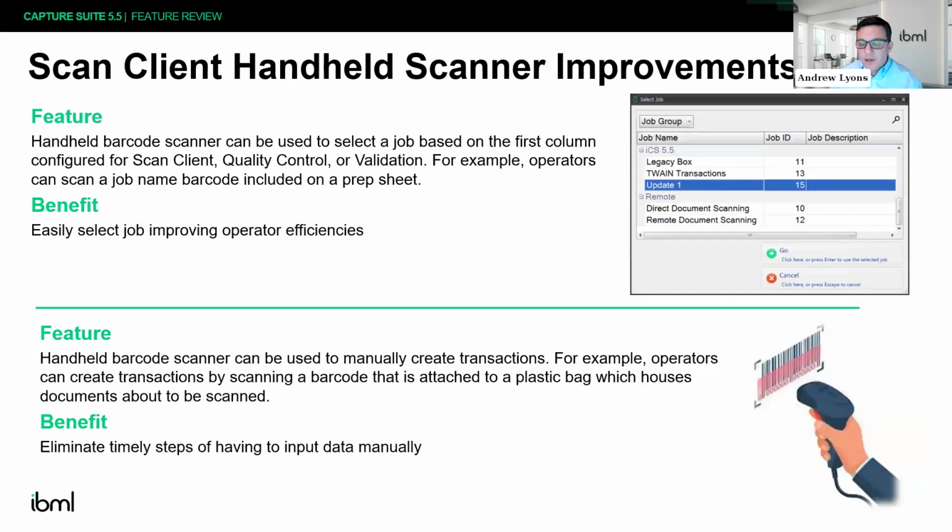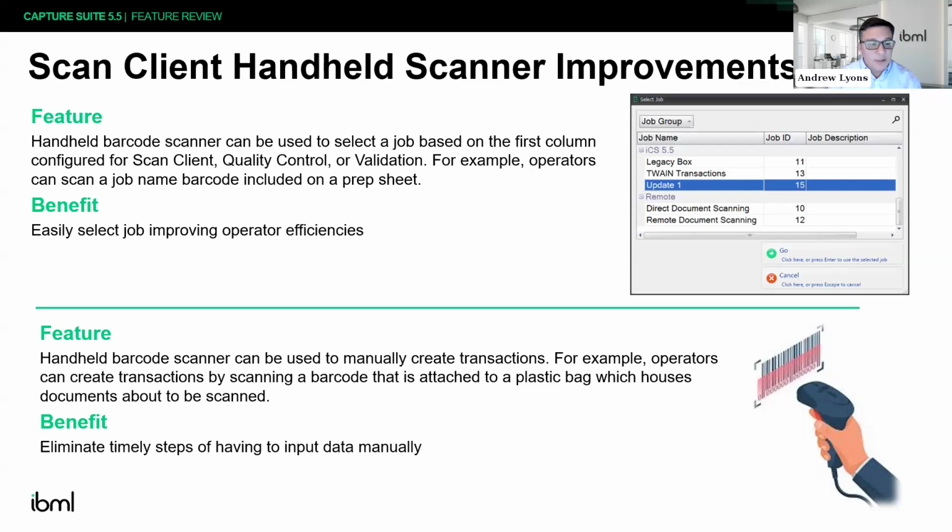Another scan client feature that we've added is handheld barcode capability. Two new features here related to that. One is you can select a job through a handheld barcode reader. So for instance, if you've got a prep sheet that's got a barcode on it that represents the job name, and you had hundreds of jobs, for instance, you could scan that barcode, it would automatically select the job and get you to the point where you can start feeding. So a lot less interaction and reduced problems where the operator might select the wrong job.